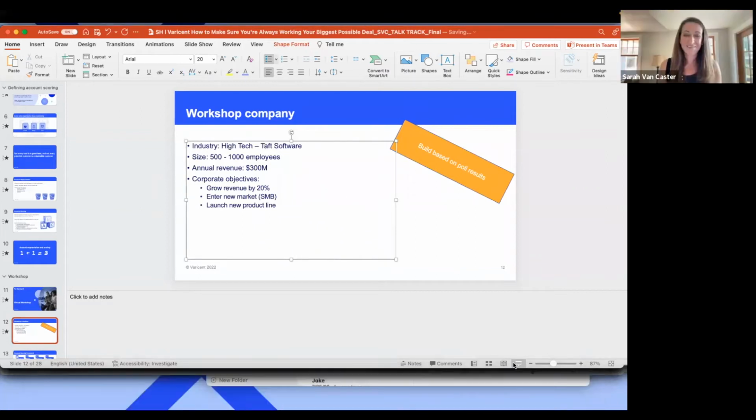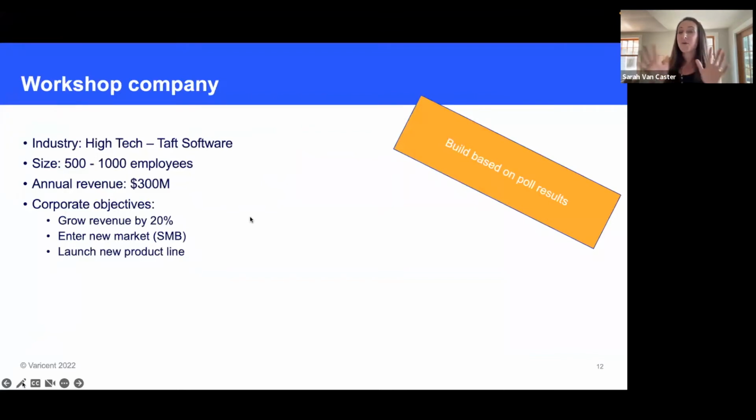Taft is starting a new software company today. Well, we're not new because we've got some fair number of employees. Let's, again, for the sake of the exercise, we've already brought on 500 to 1,000 employees. So we're a good size growing company in the tech space. We've got annual revenues around 300 million. And here are some just basic high level objectives that let's pretend that we're focused on. So we want to grow our revenue by about 20%. Maybe we want to go into a new market and take Taft software downstream to the SMB market, small business market, and maybe launch some new product lines this year to really appeal to that market.